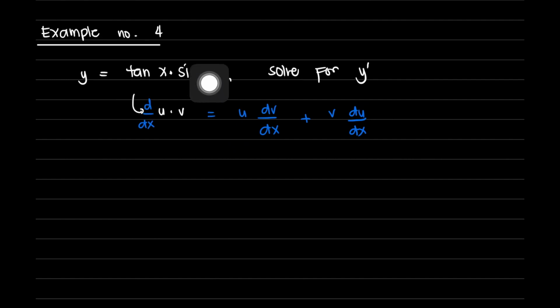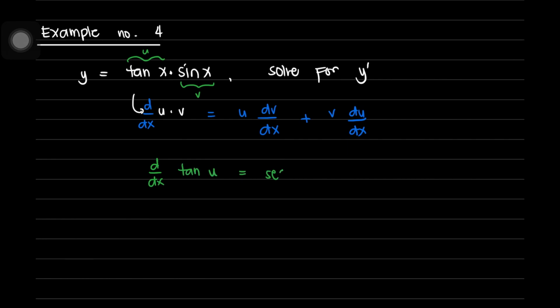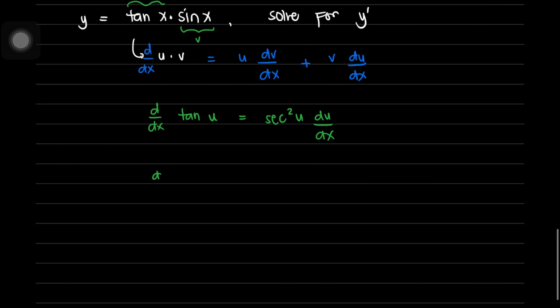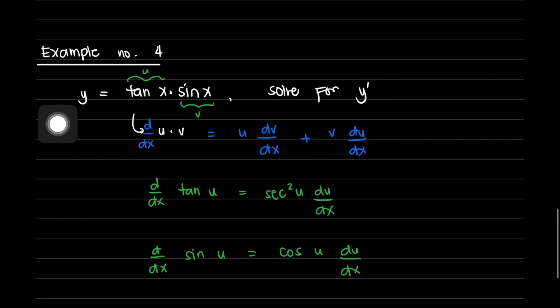Now, since u in here would be tangent of x and sine of x would be our v in here, the derivative of tangent of x, or tangent of u generally, is now equal to secant squared of u du over dx. And the derivative with respect to x of sine of u is equal to cosine of u du over dx. Now that we know all the formulas that we are going to use, we can now solve for the derivative of tangent of x multiplied by sine of x.